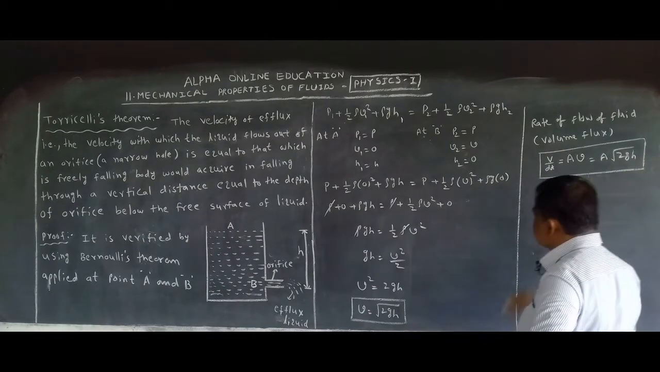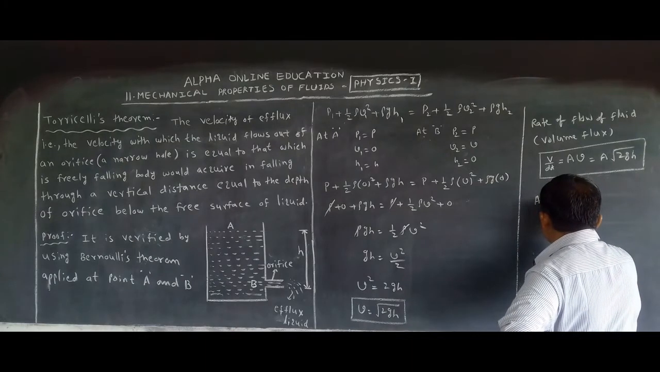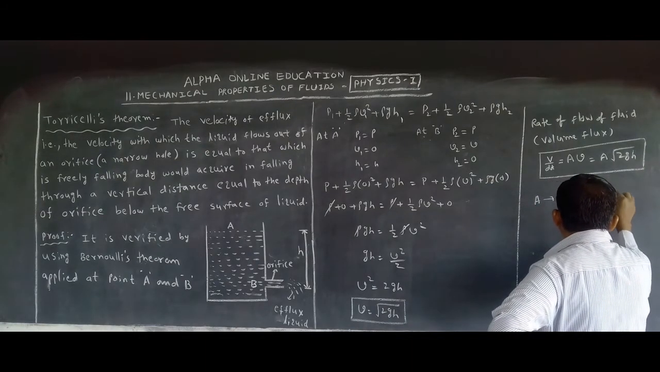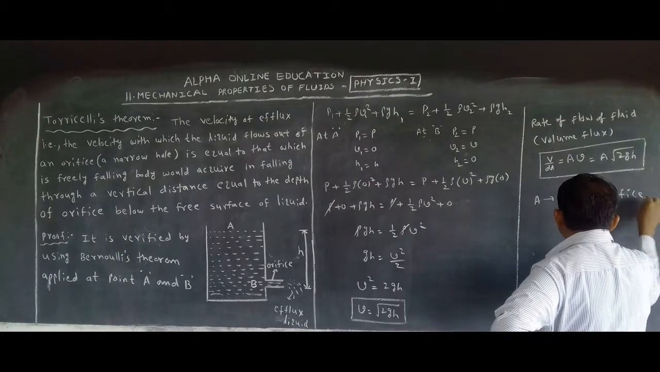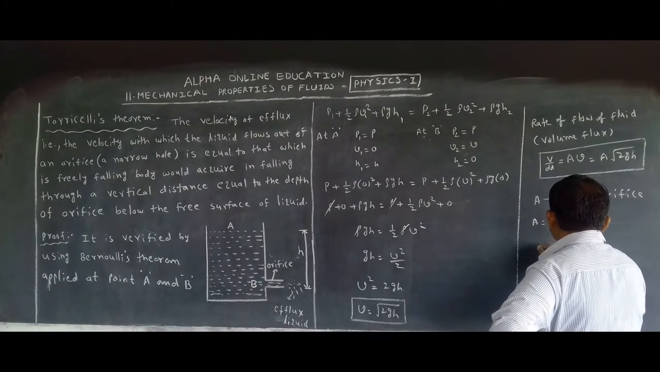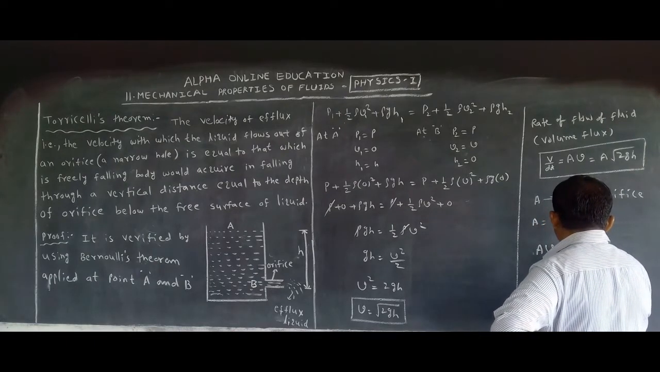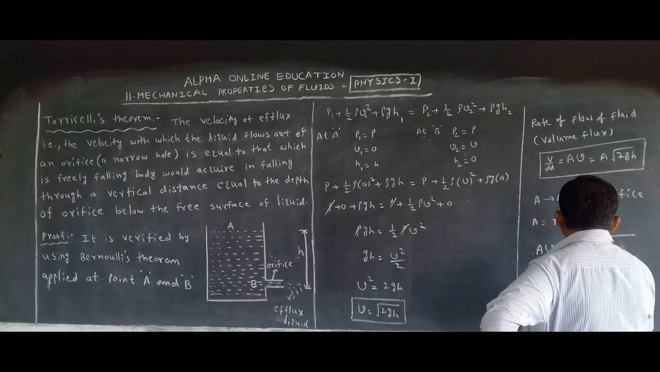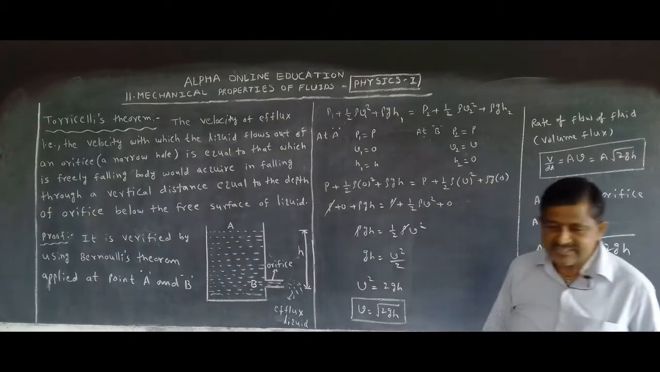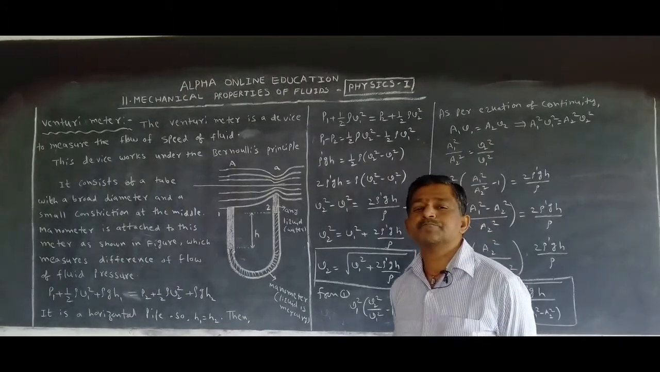What is A? Area of the orifice. A is equal to pi r square. So A V is equal to pi r square into root 2GH. This is about Torricelli's theorem.